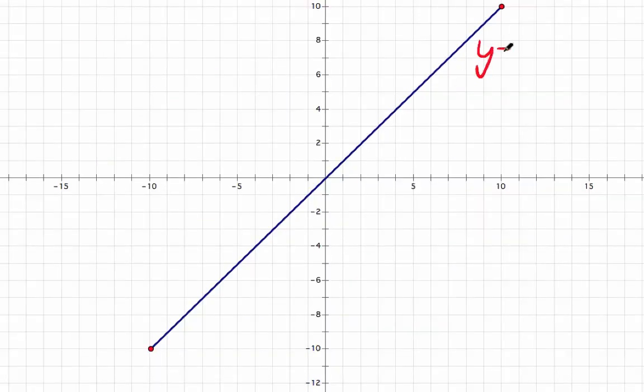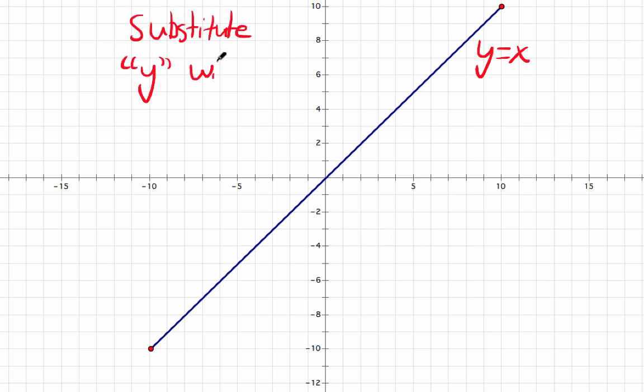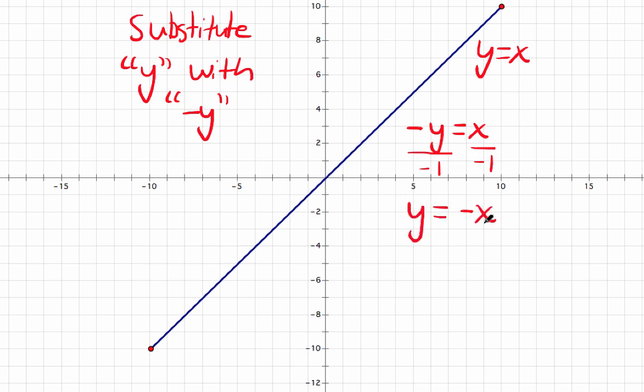Let's look at another equation. Let's say we have y equals x. Just the simplest linear equation we could think of. If we substitute negative y in there, we get negative y equals x, which is totally different than our original equation. So the equation y equals x is definitely not symmetric with respect to the x-axis.